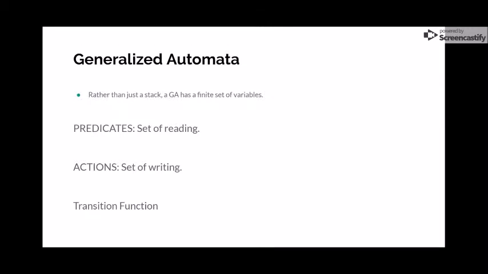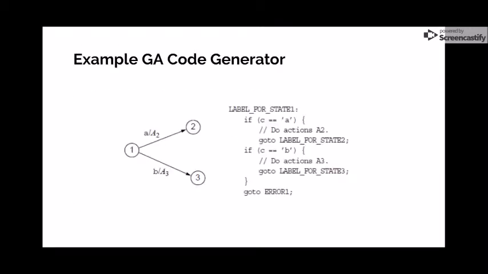The generalized automata fragment on the left is translated to the code on the right. If the variable is A, the transition is validated and the action is performed. If the variable is B, another transition is validated, and another action is performed.